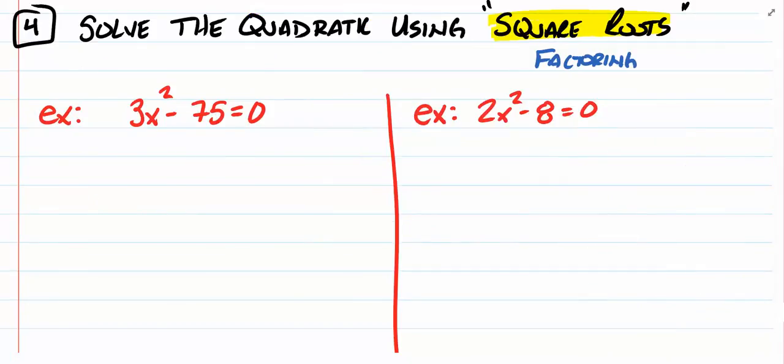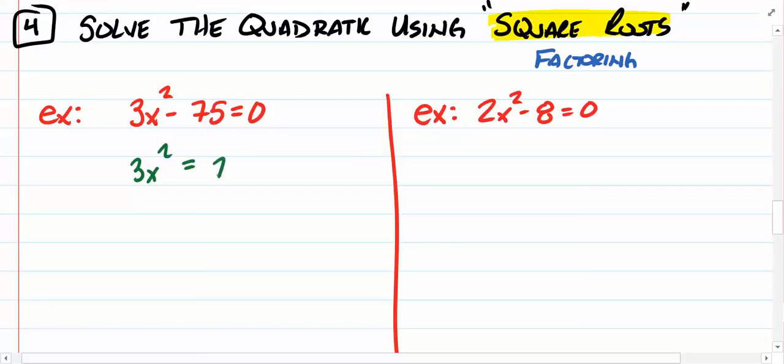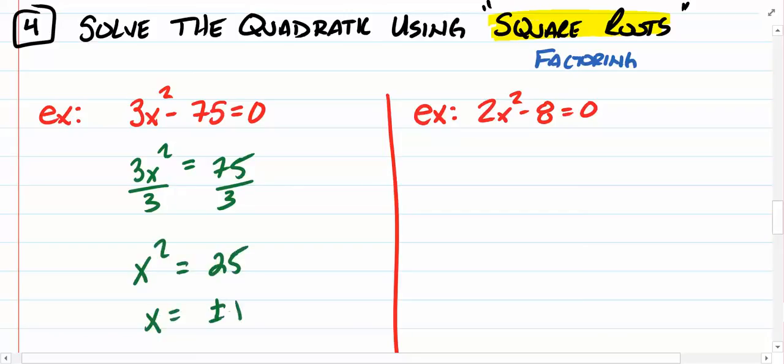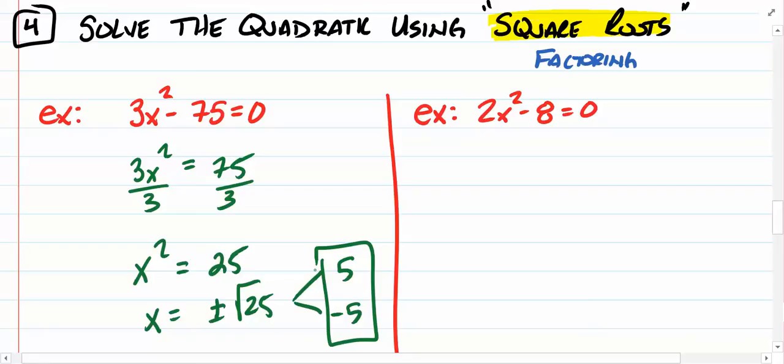Box number 4 is all about solving using the quadratic square roots or factoring. So solve the quadratic by using square roots or factoring. So take a look at this quadratic. I have 3x squared minus 75 equals 0. So one thing that I could do is I could say that 3x squared is equal to 75. And then I could divide both sides by 3. And I could see that x squared would have to be worth 25. So x would have to be plus or minus the square root of 25. So x is either positive 5 or it's equal to negative 5. That's one way that we could do it. I'm just solving using square roots.